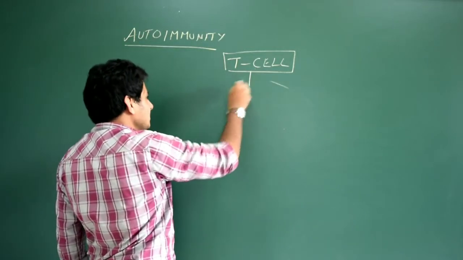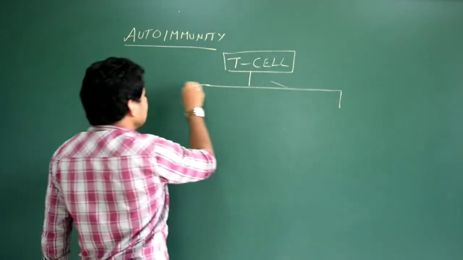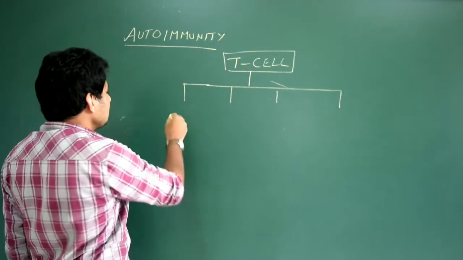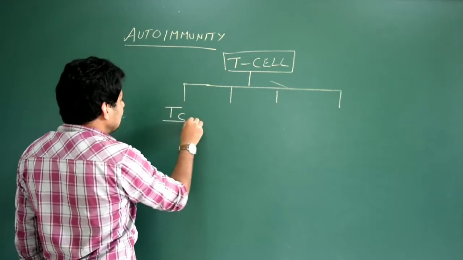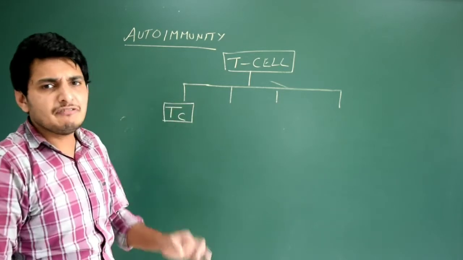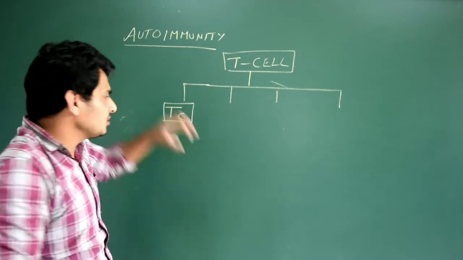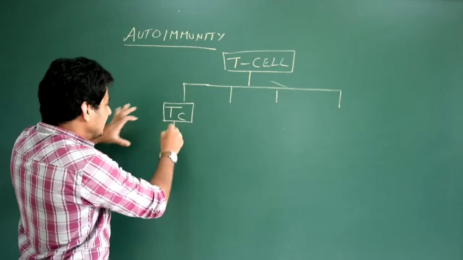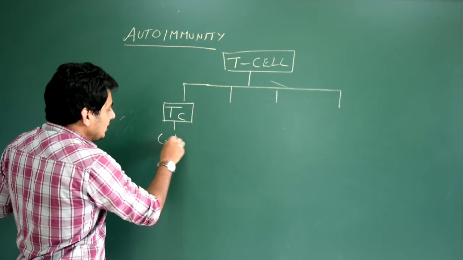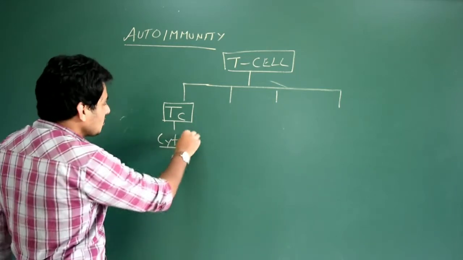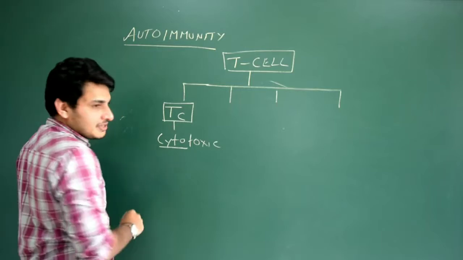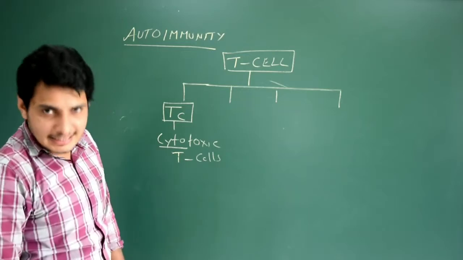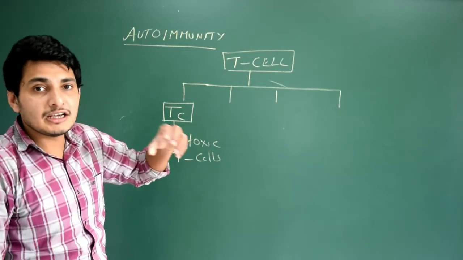Okay, see, this T cell again differentiates into 4 different types. What is the first type? The first type is called TC cells. What is this TC? A very, very important T lymphocyte which is going to kill a cell. The meaning of TC is cytotoxic. Cyto means cell, and toxic means dangerous to the cell. Cytotoxic T cells. Note this one, TC cells. Very, very important during immune response.